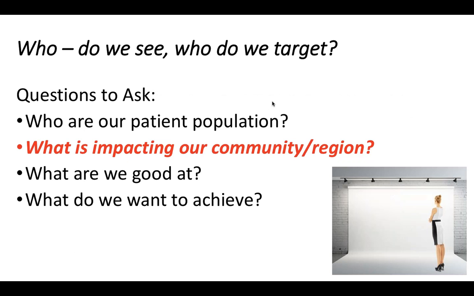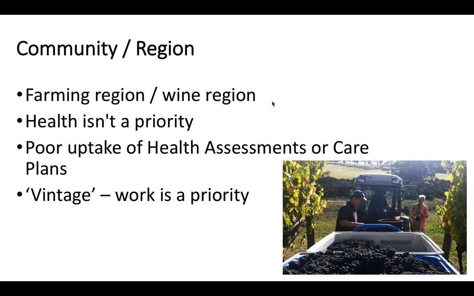So who do we see and who do we target? We found out who their patient population were at a glance. We had to look at what was impacting their community or their region. Now, this clinic is in a farming region and in a big wine region in South Australia. Certain times of the year, health just isn't a priority. There's a poor uptake of health assessments and care plans in this clinic.